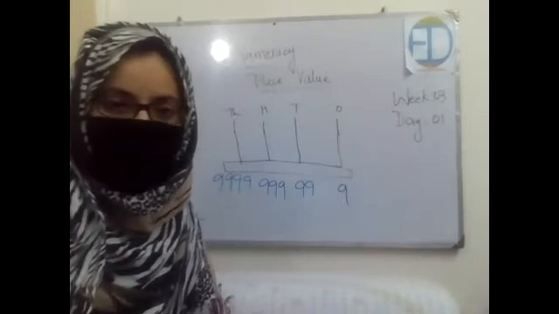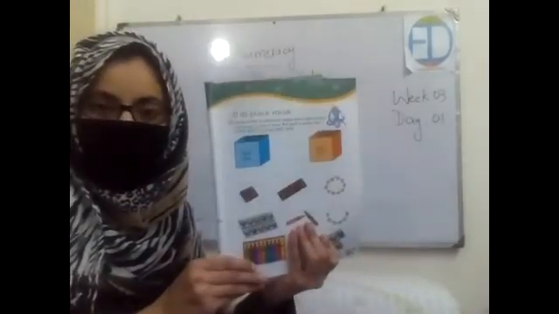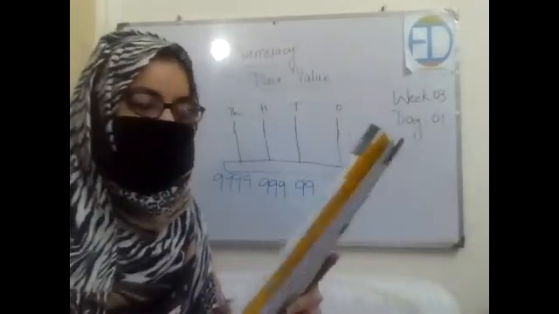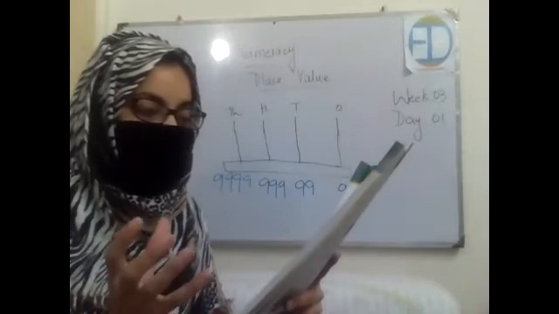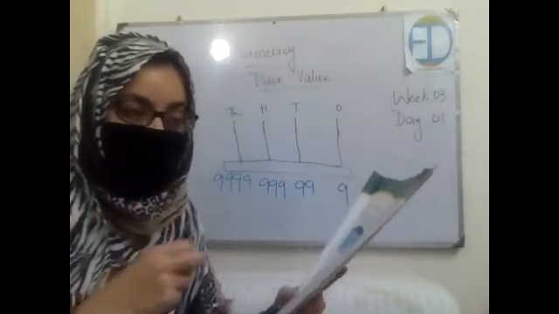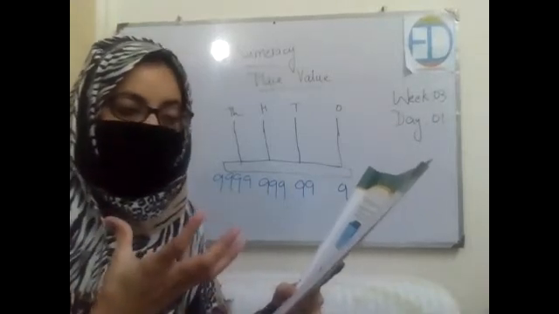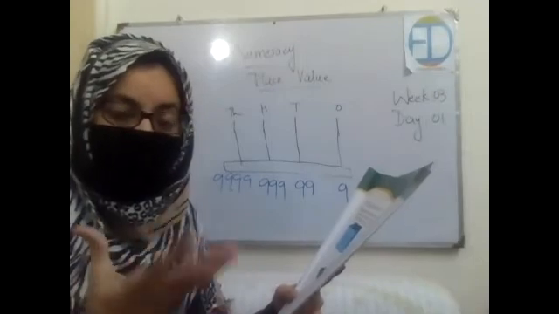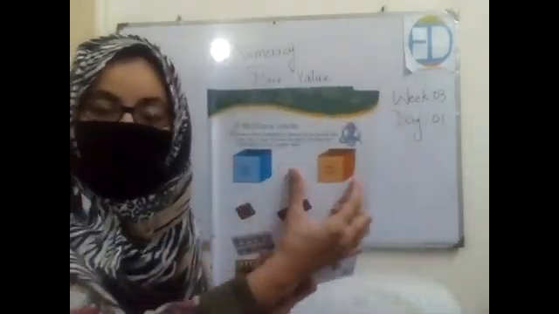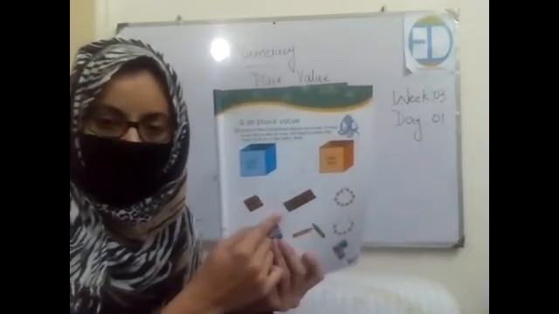Now open your books. This is book page number 9. The topic is 0 as place value. Now what you are supposed to do: the statement of the question says that some of the illustrations below are in sets of tens and some are in sets of ones. You need to put the tens in the box of 10 and ones in the box of 1. There are two boxes, one is the tens box and one is the ones box. You need to put the elements according to that.